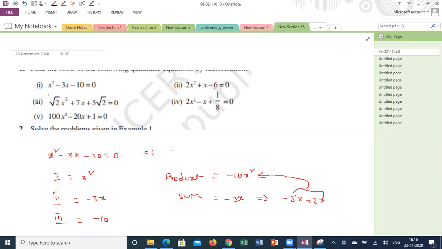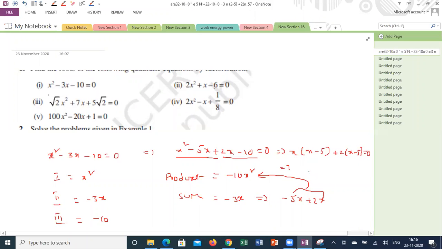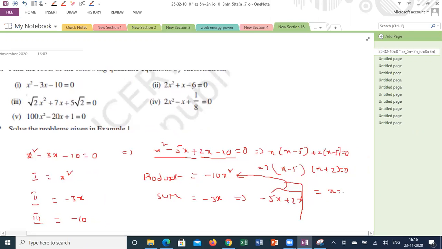So this equation can be rewritten as x square minus 5x plus 2x minus 10 is equal to 0. If my splitting is correct, I will get the common factor: x into x minus 5 plus 2 into x minus 5 is equal to 0. So x minus 5 into x plus 2. If the splitting is proper, I will get common factors. If the splitting was not proper, definitely I won't get a common factor. Here the common factor is x minus 5. So that is a clue.